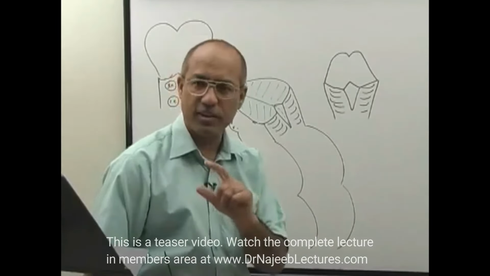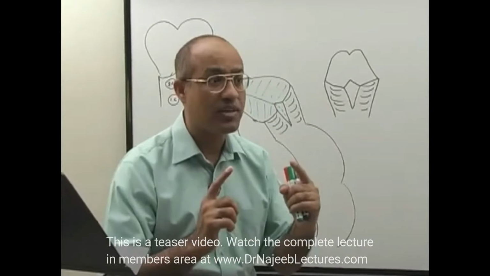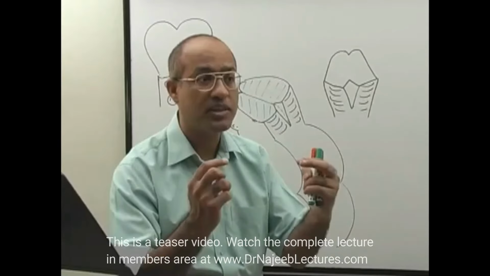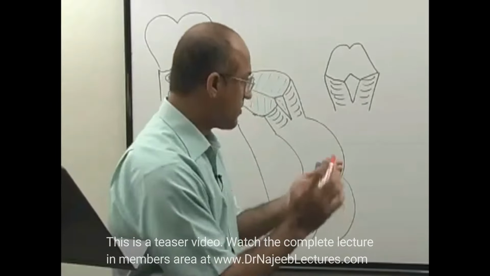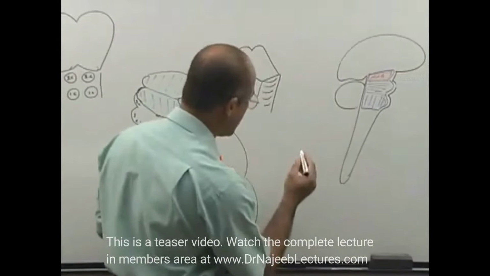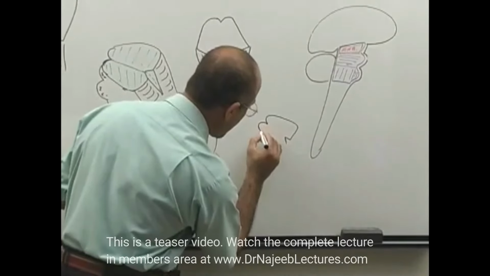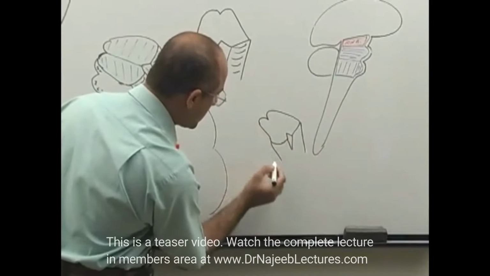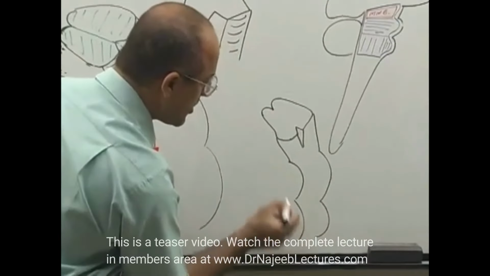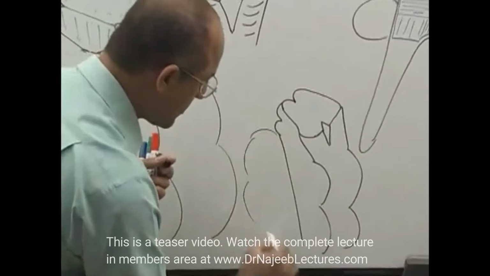Now don't confuse cerebral peduncles with cerebellar peduncles. Cerebellar peduncles are the connection between the brainstem and cerebellum. Is that right? So, now I will make a different diagram to make it more clear. Let's suppose here is the midbrain. Is that right? And here is your pons, isn't it? And here is medulla. And here is your friend. Who is this here? Cerebellum.